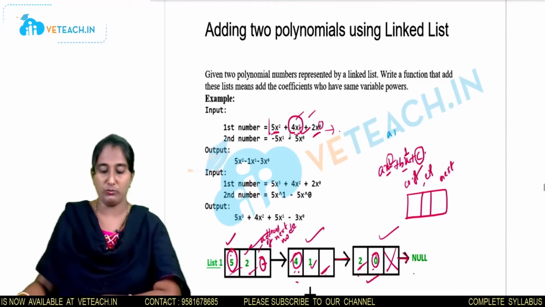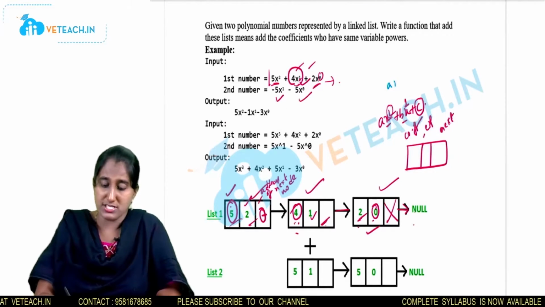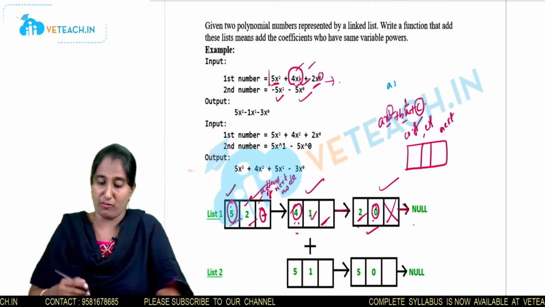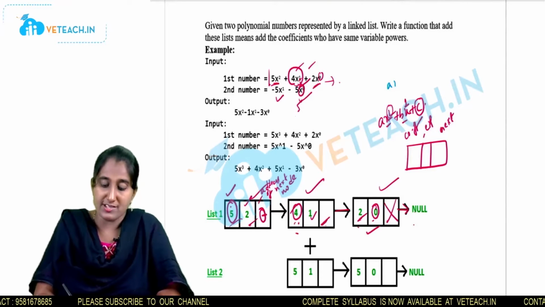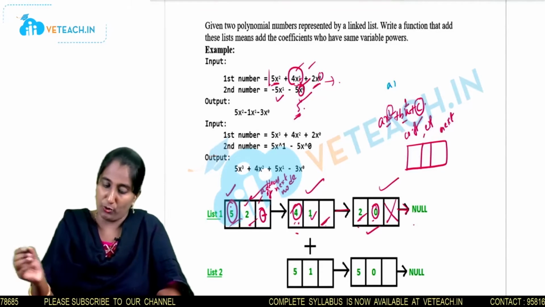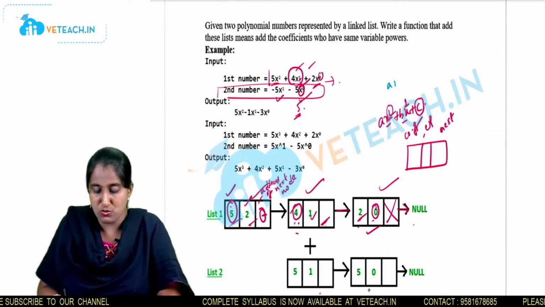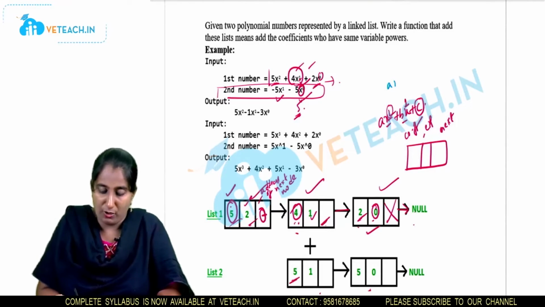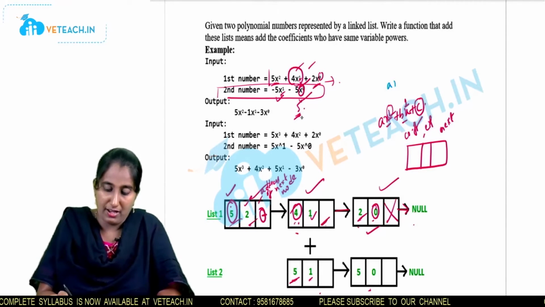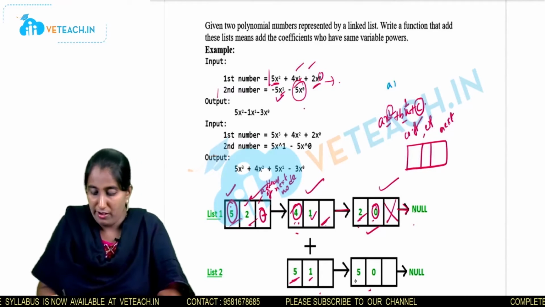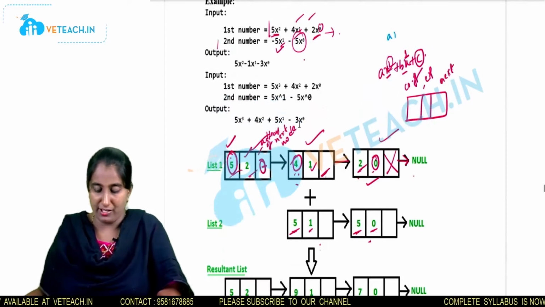Fine. Now let us see the second polynomial. What is the second polynomial, guys? Minus 5x to the power of 1 minus 5x to the power of 0. 5x to the power of 0 is nothing but 5, a constant, so there is no exponent value. For this second polynomial, how many nodes have been taken? 2 nodes. So 5 in the coefficient part and 1 in the exponent part, and similarly for 5x to the power of 0, 5 in the coefficient part and 0 in the exponent part.